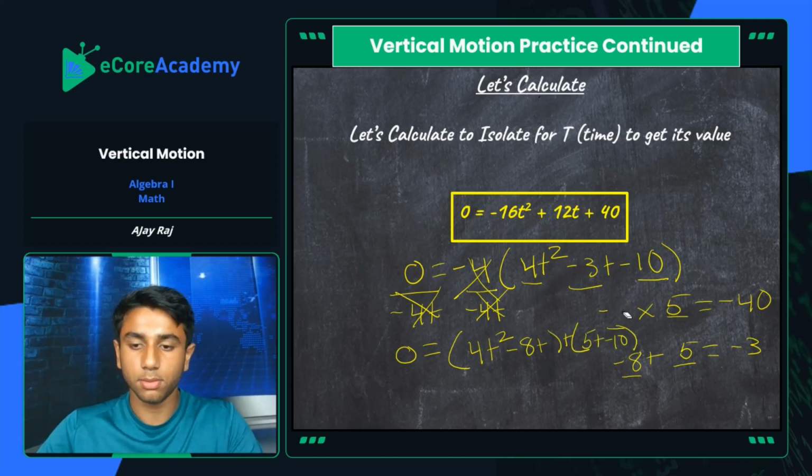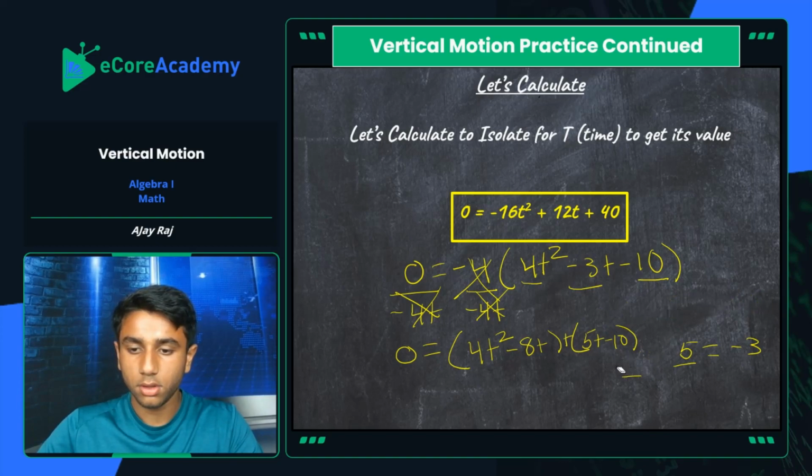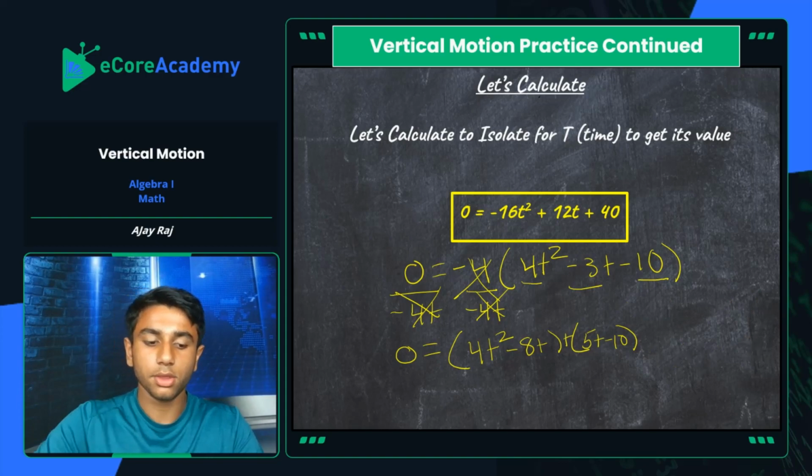So that's essentially what the property is. Let me clear this up for you. These are the two binomials that we're actually left with: 4t squared minus 8t plus 5t minus 10. And then we're going to factor these out separately, so get the greatest common factor from these two as well.